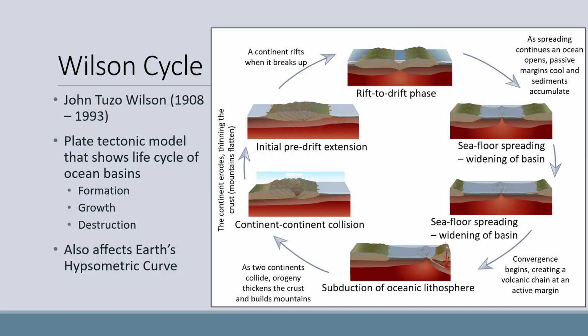The Wilson cycle is named after John Wilson, and it is a plate tectonic model. This graphic has a good step-by-step process. Like I said on the last slide, it describes the formation, growth, and destruction of ocean basins and explains why continents come together and move apart. The Wilson cycle also affects Earth's hypsometric curve.